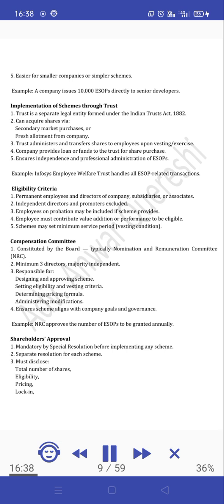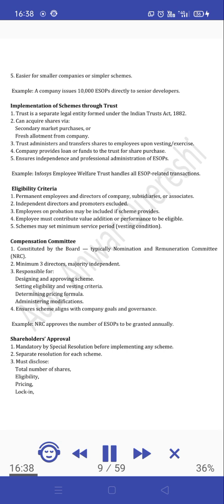Compensation Committee. 1. Constituted by the Board. Typically Nomination and Remuneration Committee, NRC. 2. Minimum 3 directors, majority independent. 3. Responsible for designing and approving scheme, setting eligibility and vesting criteria, determining pricing formula, administering modifications. 4. Ensures scheme aligns with company goals and governance. Example: NRC approves the number of ESOPs to be granted annually.